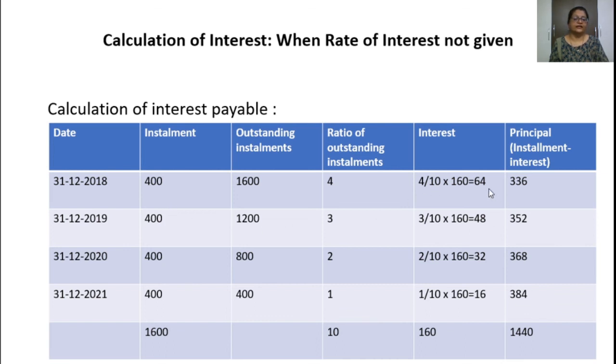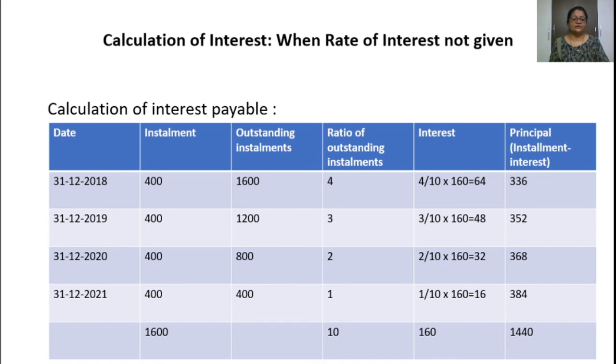Installment 400 minus 64, 336. 400 minus 48, 352. 400 minus 32, 368. 400 minus 16, 384. So total also you can see 1,600 minus 160, 1,440. So this is the total principal amount.